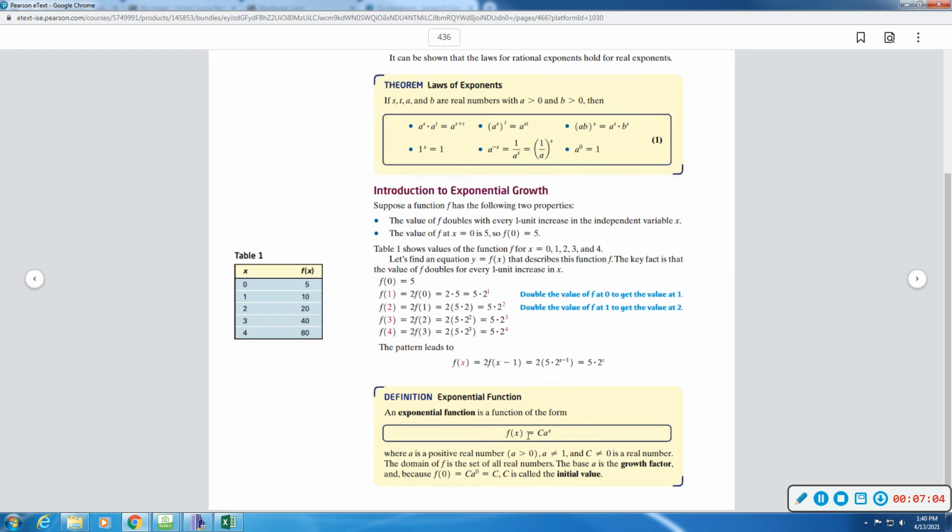Okay, so here's what an exponential function is. You might have some real number multiplied times another number raised to a power. C is the initial value. The base A is the growth factor. Notice that C cannot be 0 and that your A has to be greater than 0, has to be positive, and it cannot be equal to 1. That would just give you a 1, a linear function, would not be exponential.